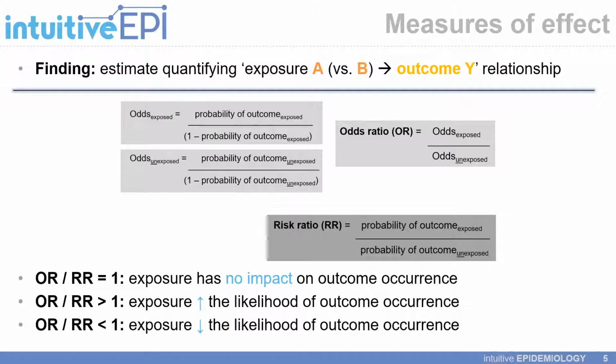An odds ratio or a risk ratio of 1 indicates that the exposure has no impact on the occurrence of the outcome. An odds ratio or a risk ratio greater than 1 indicates that the exposure increases the likelihood of the outcome occurring. And an odds ratio or a risk ratio less than 1 indicates that the exposure decreases the likelihood of the outcome occurring.